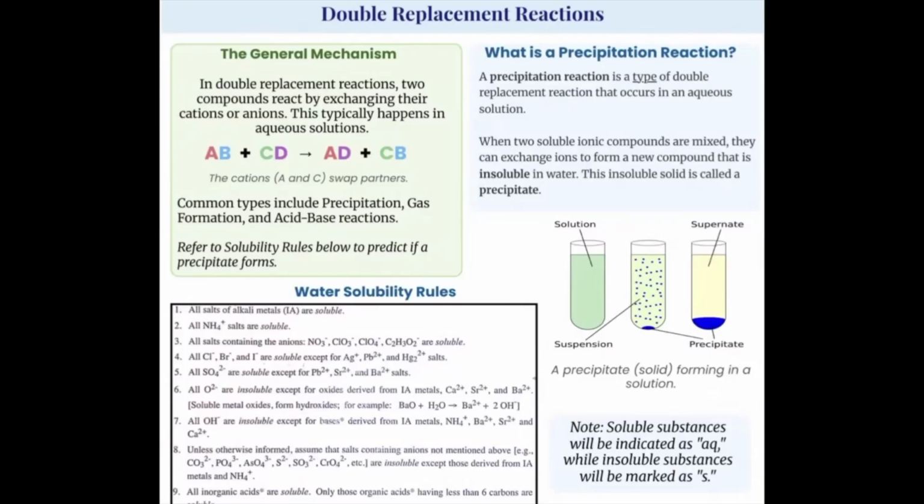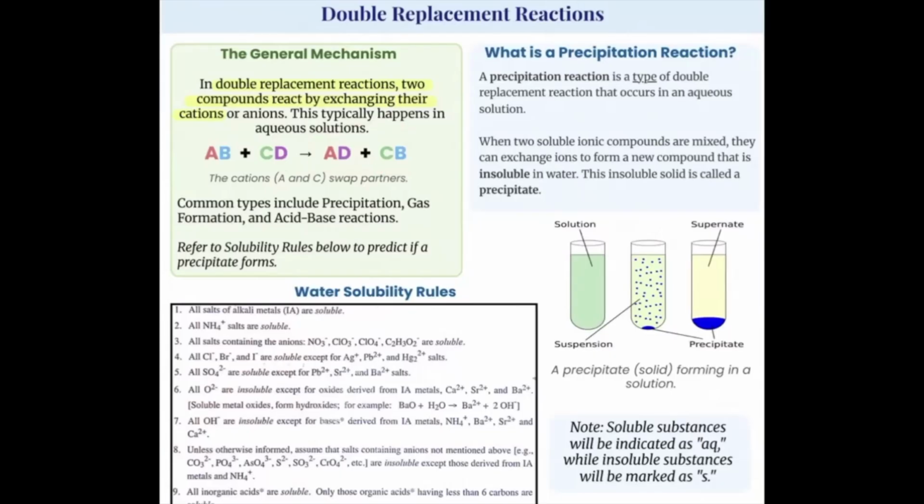So let's get started. In a double displacement reaction, two ionic compounds react by exchanging their cations. Remember, an ionic compound is a bond between a metal and a nonmetal. And a cation is a positive charge, and this is usually indicative of metals. So here we have a general formula that says AB reacts with CD to produce AD and CB.